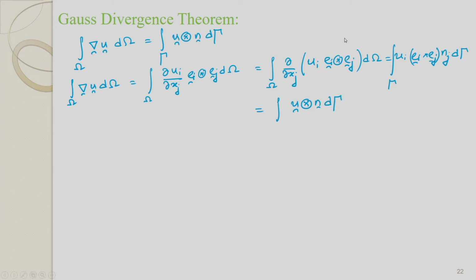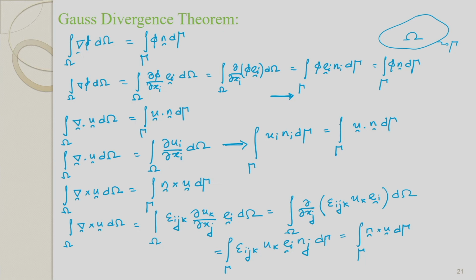Thus you can see every time among these 4 statements we have used the same logic. We first express the del/del x_j over the entire integrand, then we have replaced del/del x_j by n_j using Gauss divergence theorem, while we are going from domain integral to boundary integral. So, these are the steps where we have used Gauss divergence theorem.